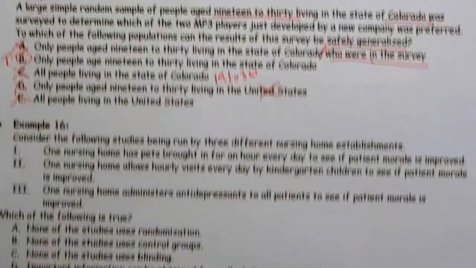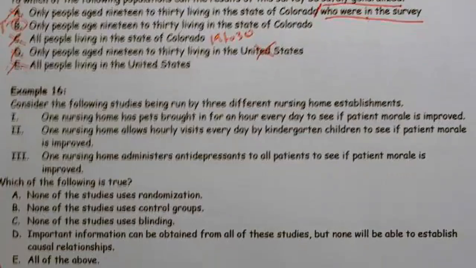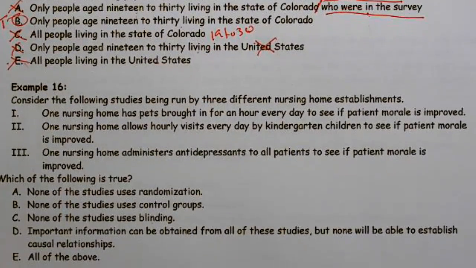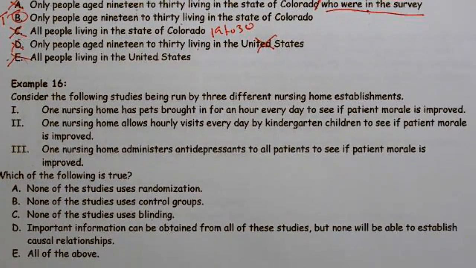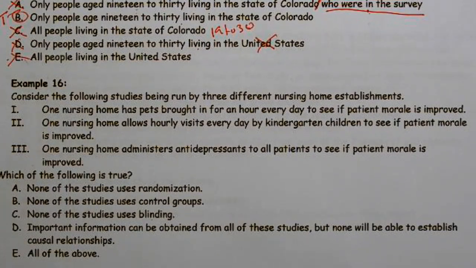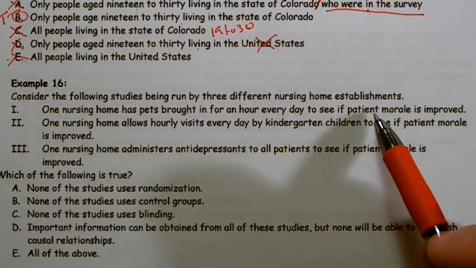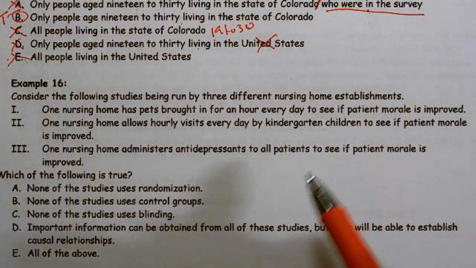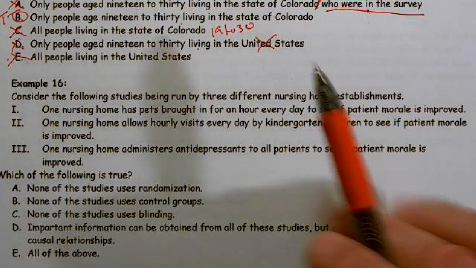Consider the following studies being run by three different nursing home establishments. One nursing home has pets brought in for an hour every day to see if patient morale is improved. One nursing home has hourly visits every day by kindergarten children to see if patient morale is improved. One nursing home administers antidepressants to all patients to see if patient morale is improved. So here we bring in pets, here we bring in children, and here we administer medication.